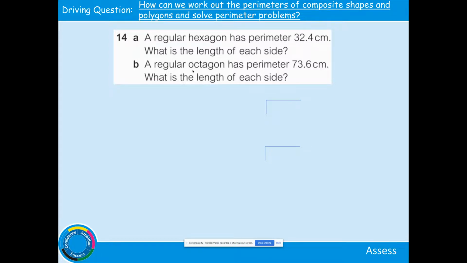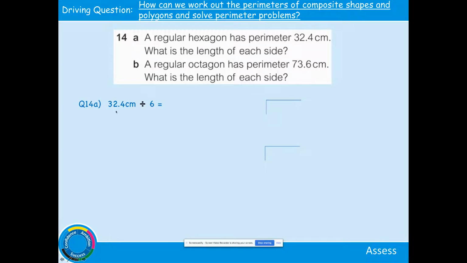Right, okay, a regular hexagon has a perimeter of 32.4 centimetres. What is the length of each side? So we've got 32.4. We need to divide by the number of sides. A hexagon has 6 sides. So we're going to do 32.4 divided by 6.